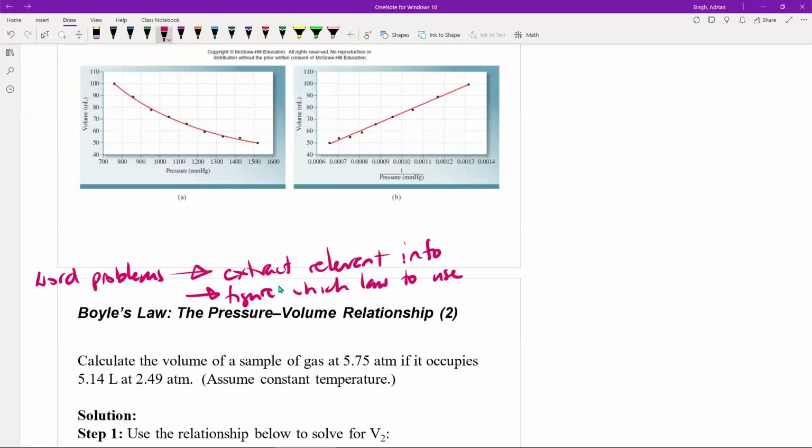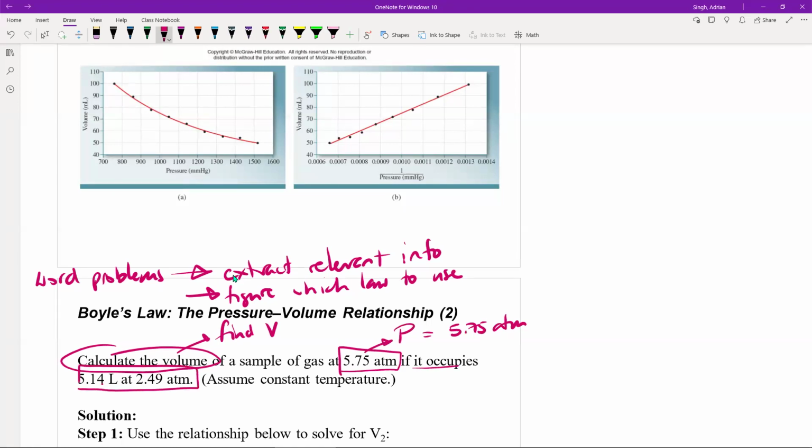Okay, so let's take a look at this first example. It says calculate the volume. So right away, we need to find V, whether that's V1 or V2, we don't know right now, of a sample of gas at 5.75 atm. Atm is atmospheres, that's a unit of pressure. So this is P equals 5.75 atm. If it occupies 5.14 liters at 2.49 atm. So this is another volume, and this is another pressure, and those are related to each other. So those are both either initial or final.